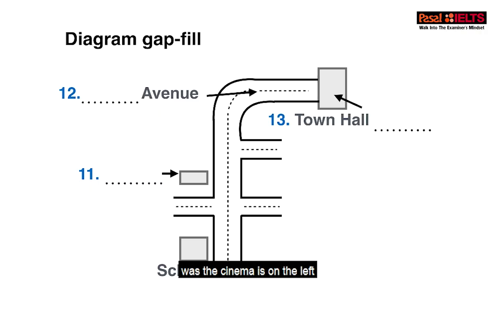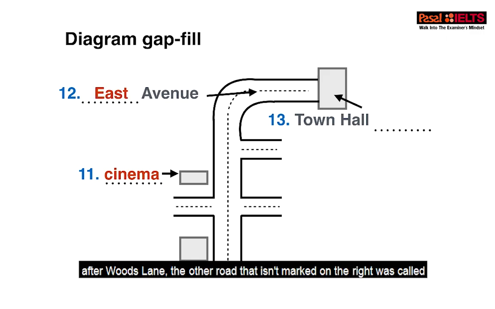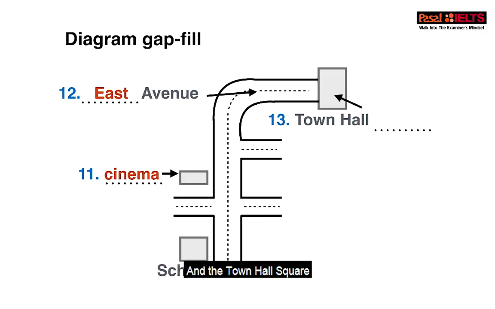Number 11 was the cinema. It was on the left just after the crossroads. Number 12 was East Avenue. After Woods Lane, the other road that isn't marked on the right was called Woods Lane, and the Town Hall Square was at the end of East Avenue.